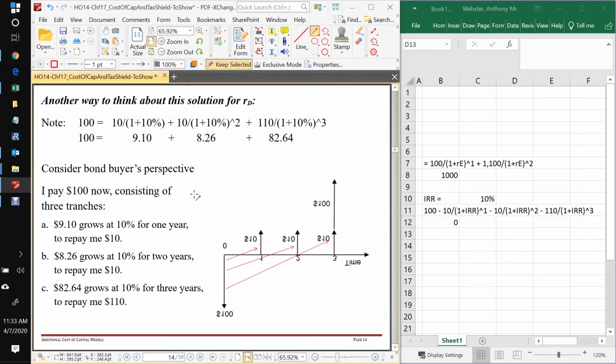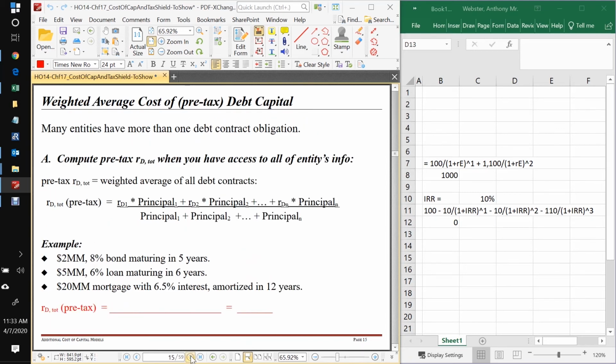So this is a very good way to think about it from the bond buyer's perspective. I give you 100 now, it's growing at 10%, and of that 100, $9.10 is going to grow by 10%, give me 10 in a year, et cetera. So I think this is a very helpful way to think about this.